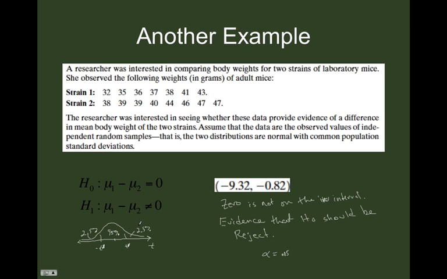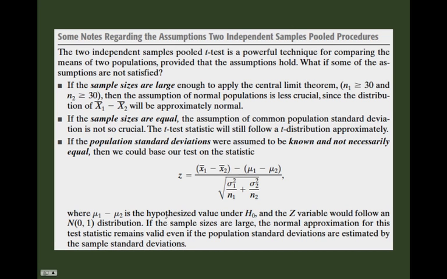But again, we could do a straight hypothesis test if our question were different. Notice here we're estimating the difference in means, but if our question were, are strain 2 mice on average heavier than strain 1, we would just do a hypothesis test.